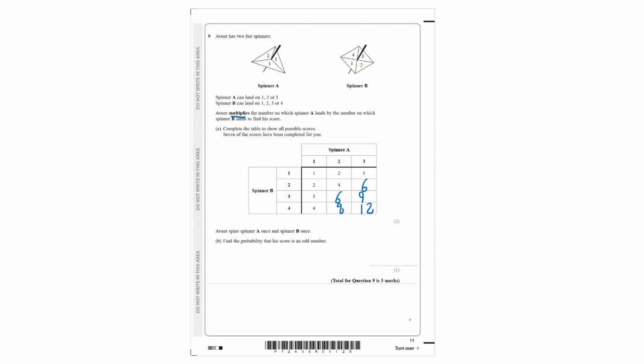Moving on, Avner spins spinner A once and spinner B once. Find the probability that his score is an odd number. So we can see, of all the total scores, there are 3 times 4, so it's 12. So we only have to find how many odd numbers are in these 12 chances. So we can see here we have 1, 2, 3, 4. And that's it. 4 over 12.